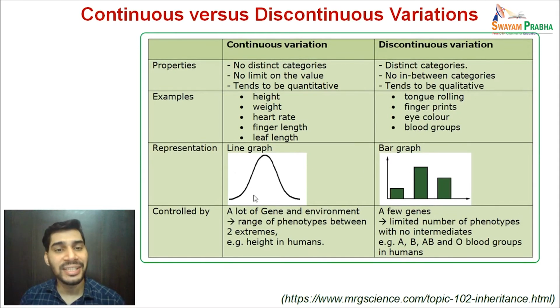Here you can see the graph representation. Continuous variations always show a bell-shaped line graph. Whereas in case of discontinuous variation, you can always have bar graphs. In continuous variation, a lot of genes and the environment control their expression. When I say a lot of genes, that means there is polygenic inheritance. Whereas in discontinuous variation, there are a few genes. A limited number of phenotypes with no intermediates are there in case of discontinuous variations.